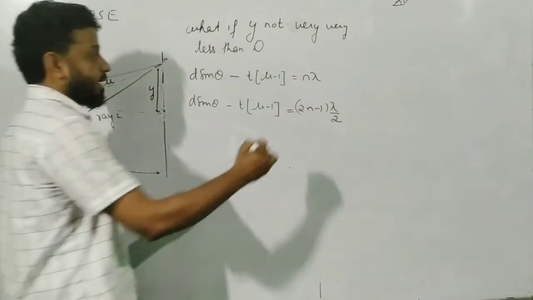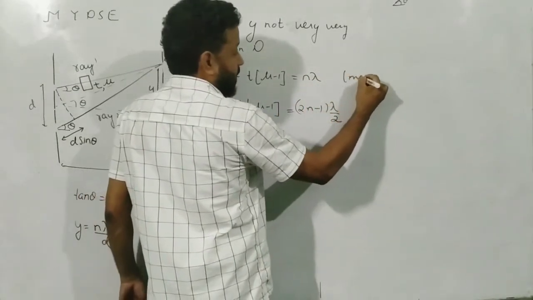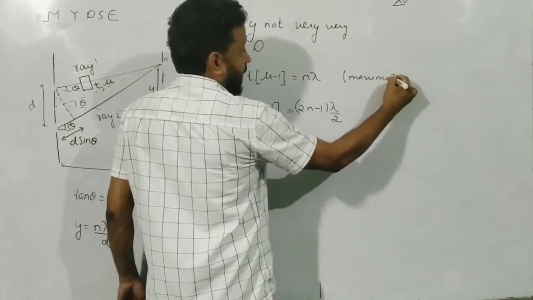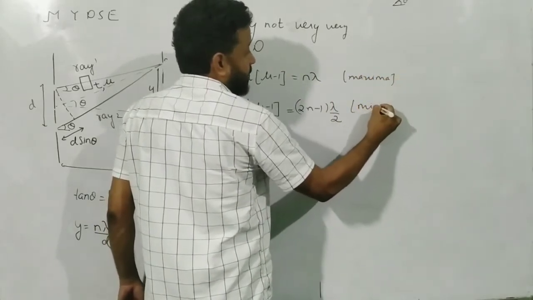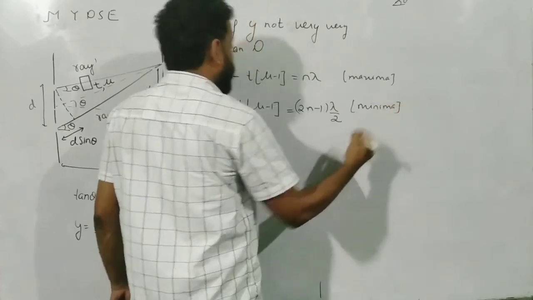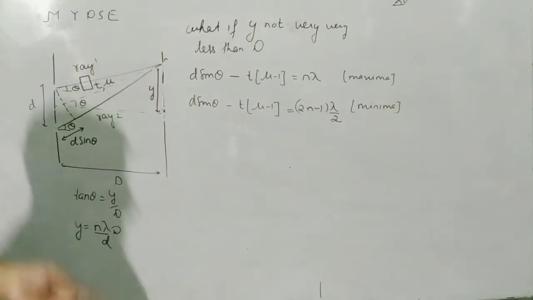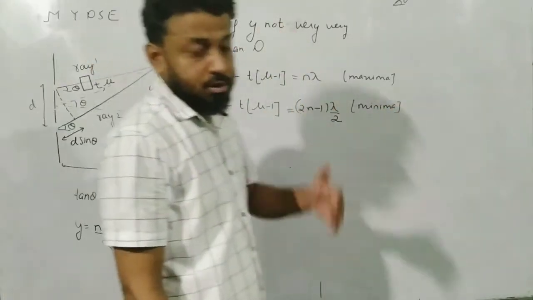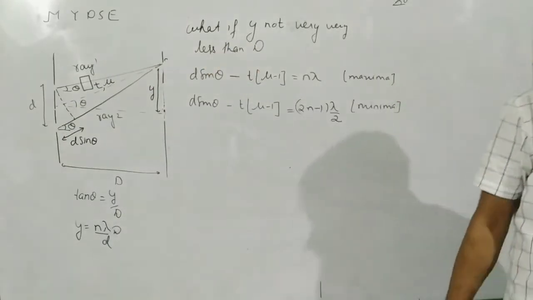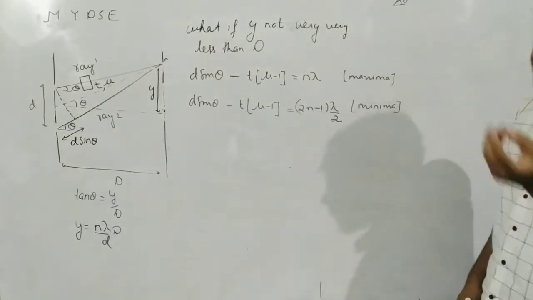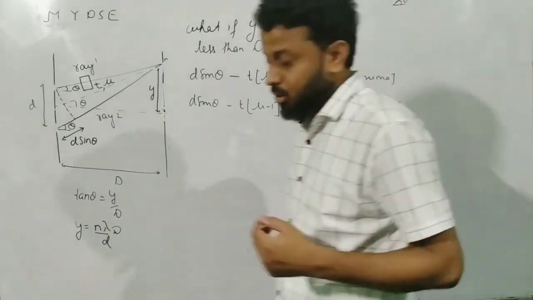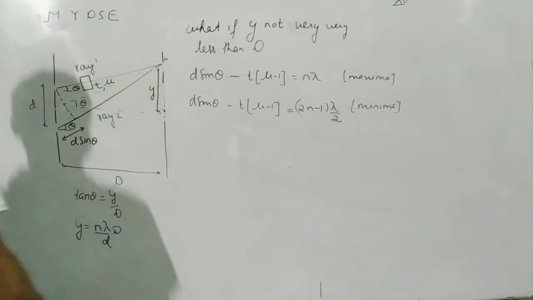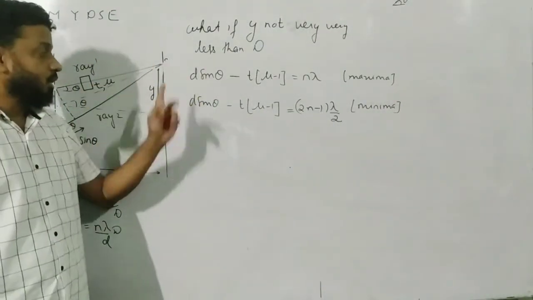Correct? This is for maxima, bright fringe, and this is for minima. So here you can see I am not doing the approximation. I am not writing sin theta as tan theta and tan theta as perpendicular by base. I am not doing that at all. So in these kinds of questions, the options will be in angles, not in meters, because earlier we found the value of y and now we are going to find the value of theta.